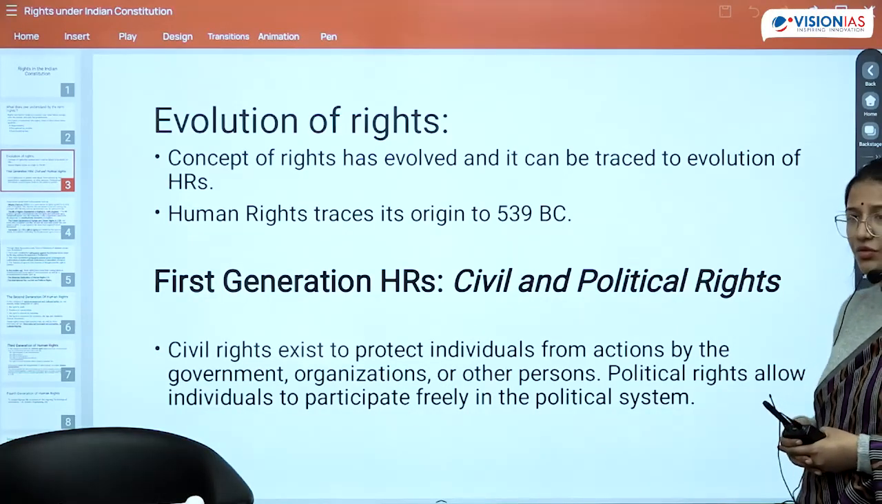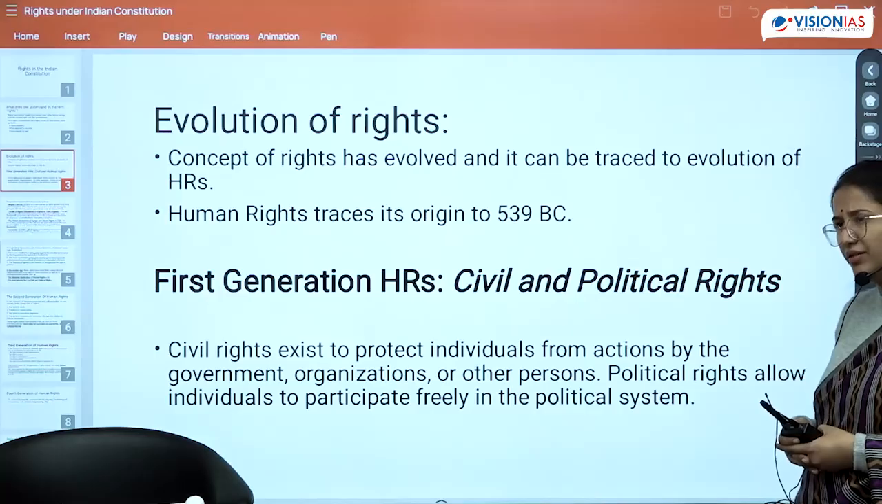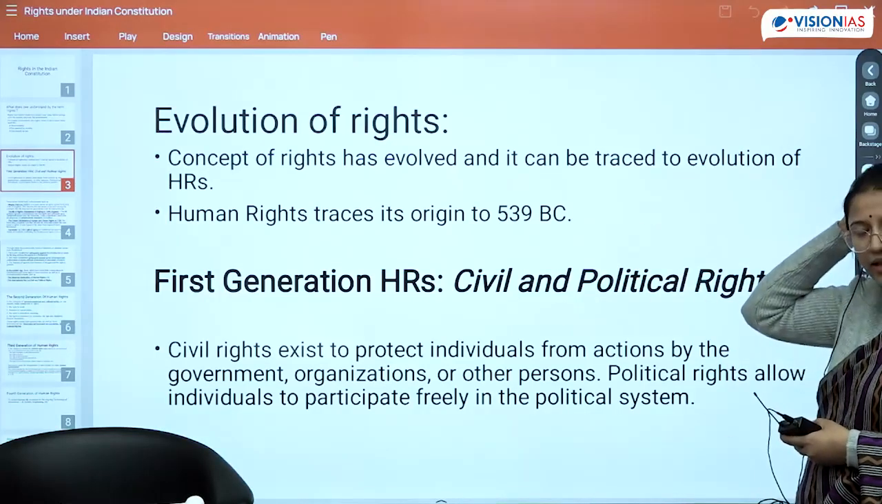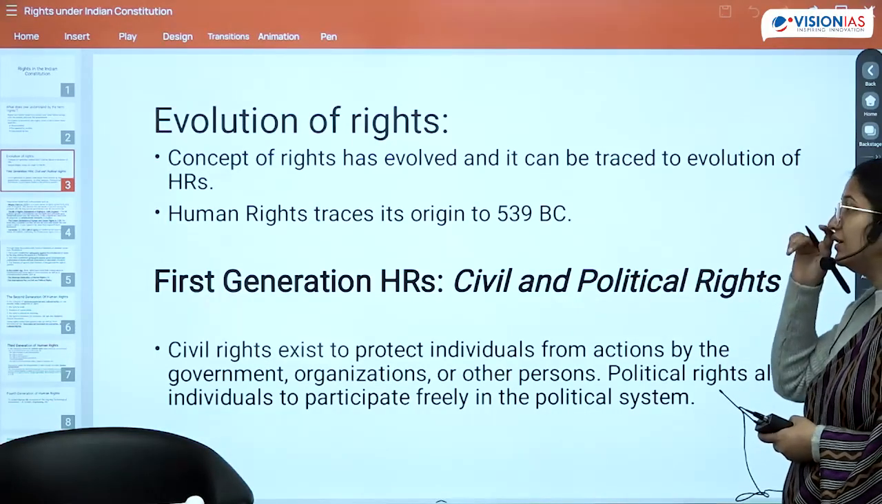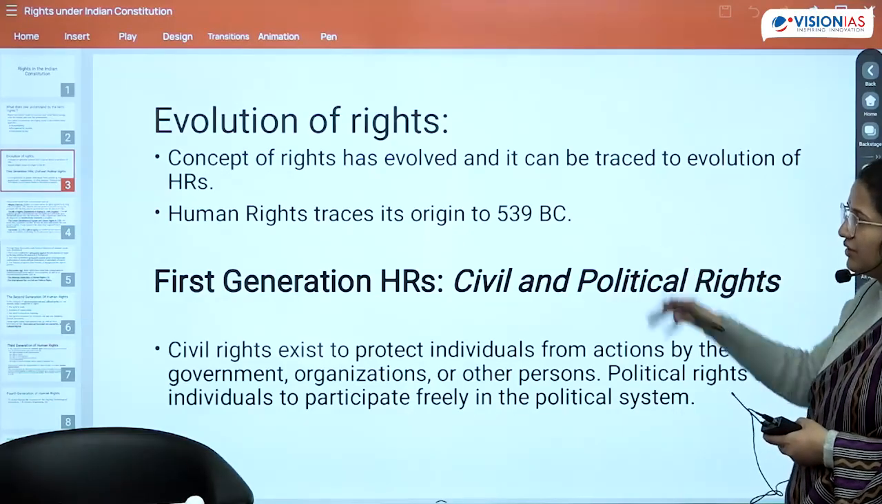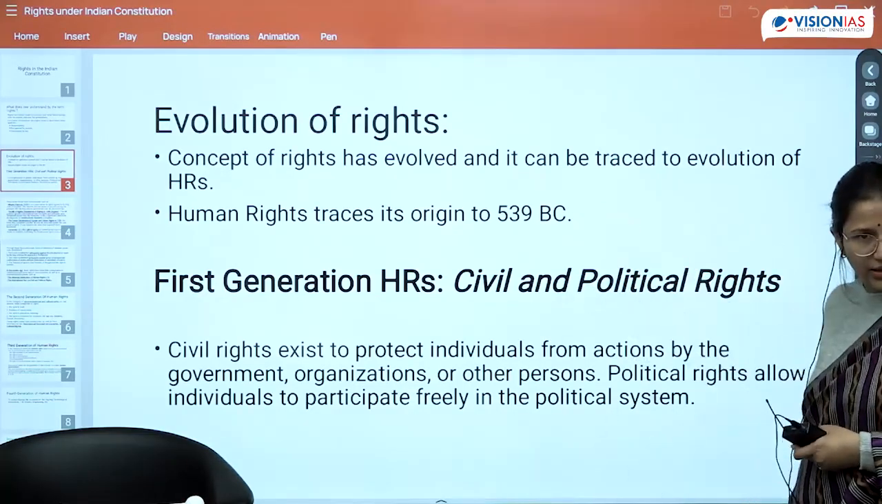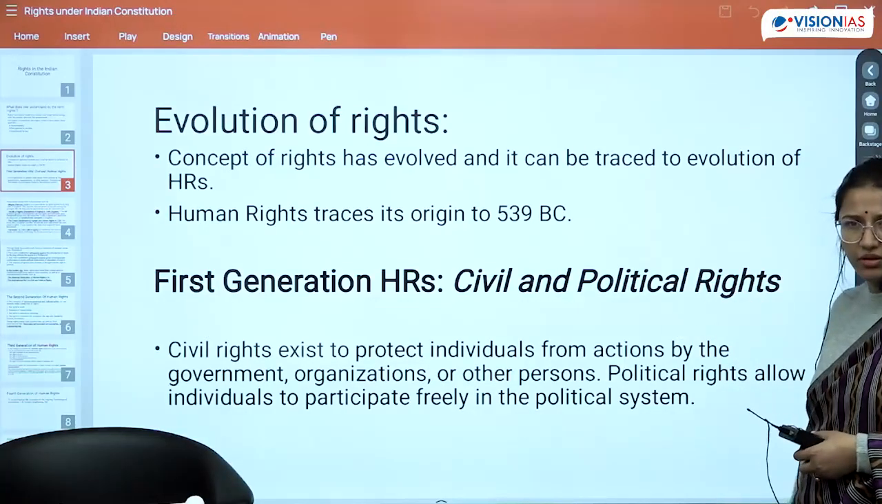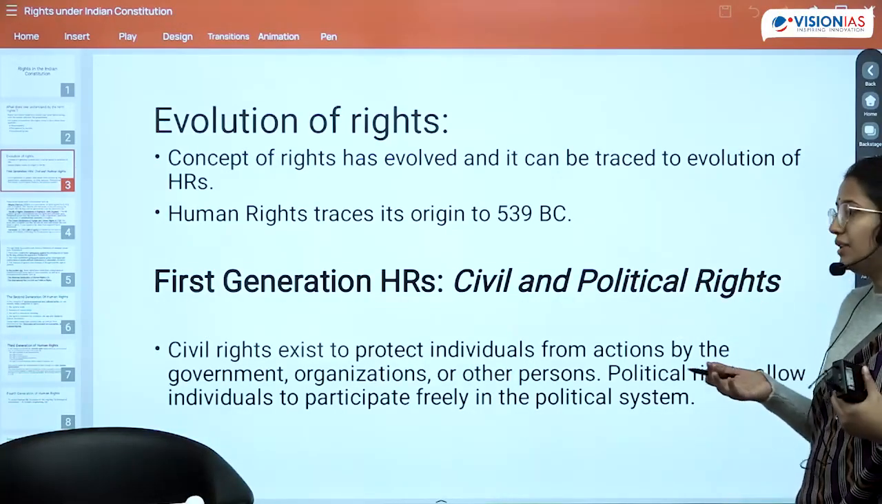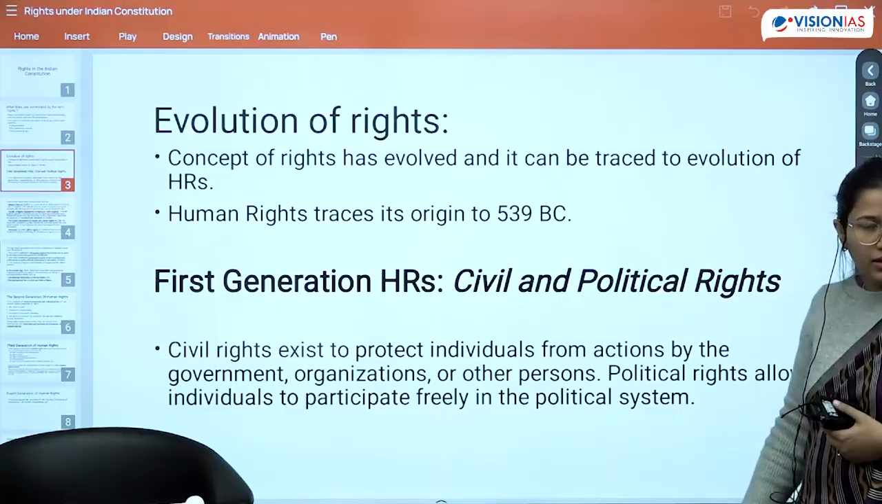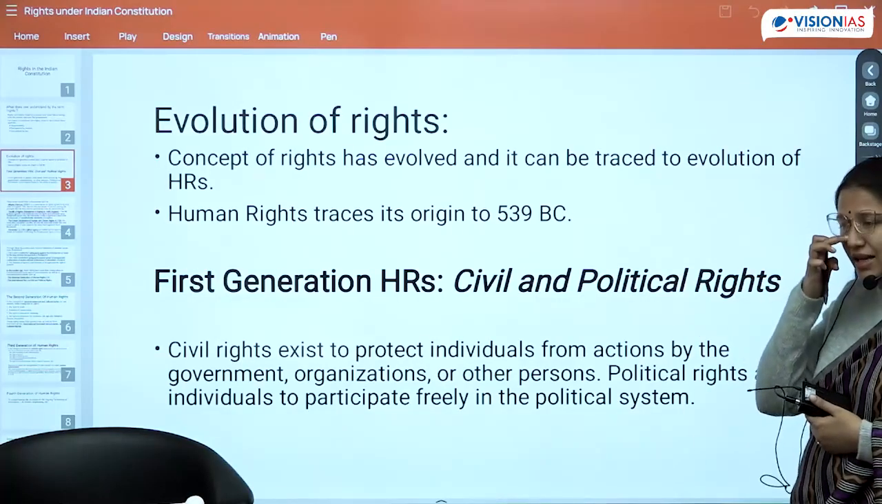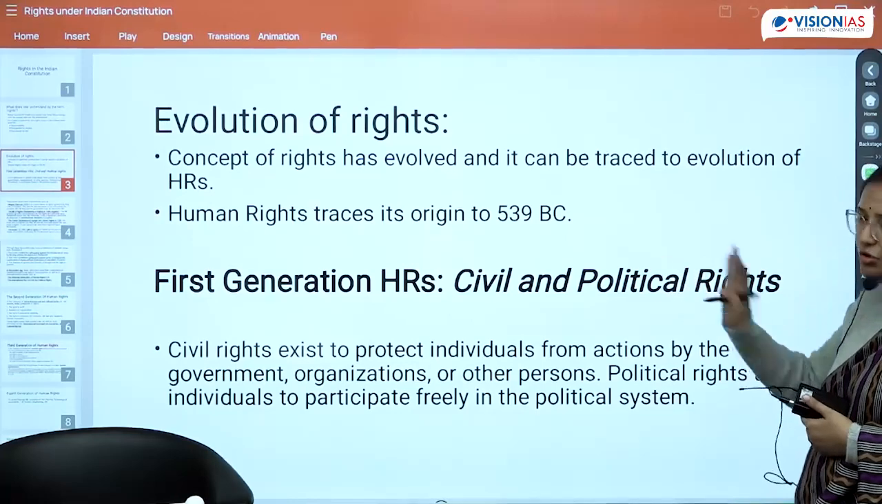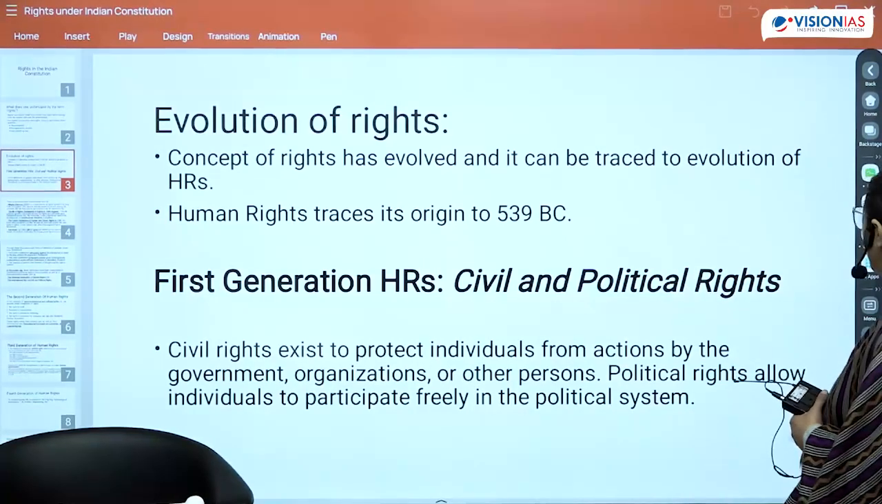Yes, so you find that this is how we define human rights, which were first recognized. Its origin is first traced. Recognition of this right is first traced to 539 BC. And in fact, we can understand the evolution of rights by understanding the evolution of human rights.